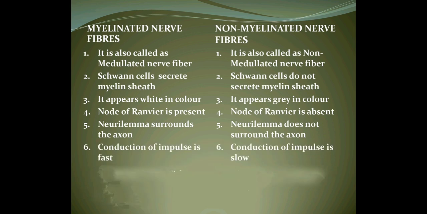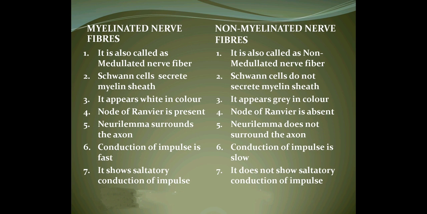Then you will find conduction of impulse is very quick or fast in myelinated, whereas in non-myelinated the conduction is slow. The reason is that in myelinated nerve fibers, the impulse jumps from one node of Ranvier to another node of Ranvier. That kind of jumping movement is called saltatory conduction. As it shows saltatory conduction, the conduction is very fast. Whereas in non-myelinated, nodes of Ranvier are not there, so it does not show saltatory conduction. Therefore, the conduction is slow.